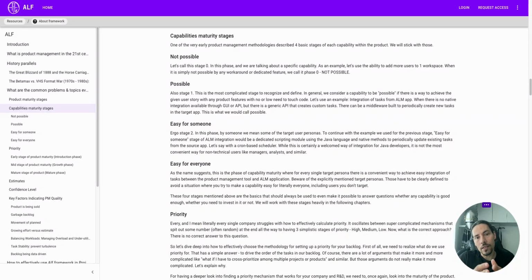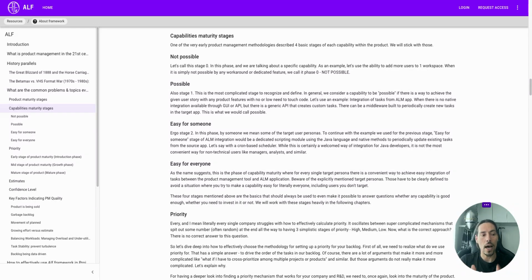Well, the capabilities maturity stages is something that basically everybody defines slightly differently. And a lot of companies do not have any kind of exact definition, and this is fine, right? For Project ALF itself, and don't get me wrong, this is not from our head, this is something that other and smarter people defined back in the past. We have decided to, again, be as simple as possible. So we are identifying four phases. We call them not possible, possible, easy for someone, and easy for everyone.